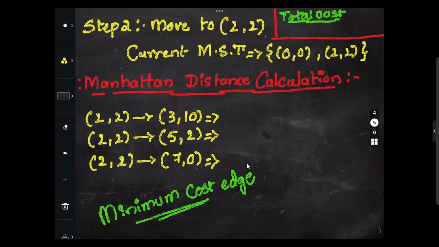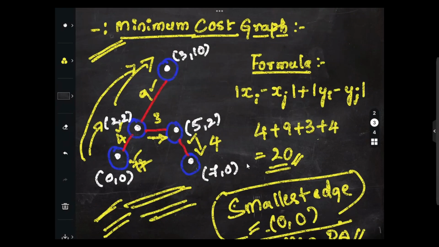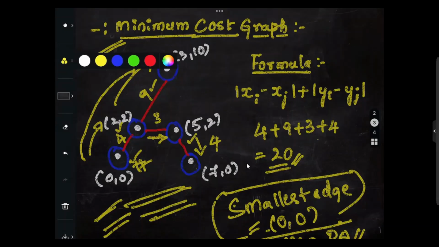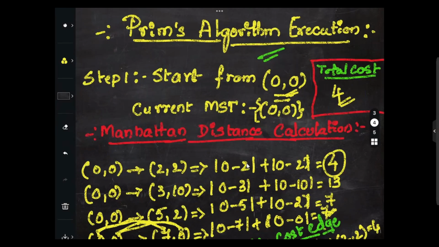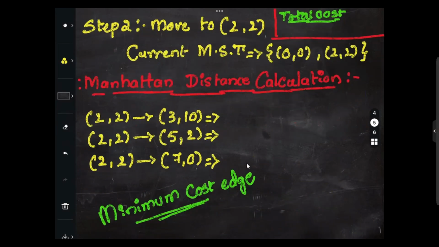Let's move on with the second step. In this case we have already considered the 0, 0. Let's ignore the 0, 0 and start with the 2, 2 in the second step. So here we have to consider 2, 2 to 3, 10, 2, 2 to 5, 2 and 2, 2 to 7, 0. These 3 points are left here. So let's go with 2, 2 to 3, 10.